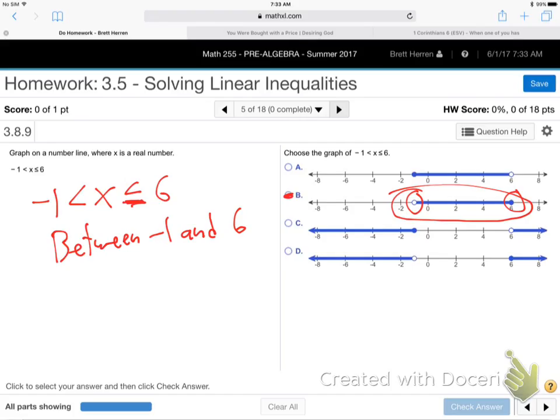Good? Are these your favorite questions? You're hoping for a lot of these on the exam next Monday? Good? All right. Well, they'll have their fair share.